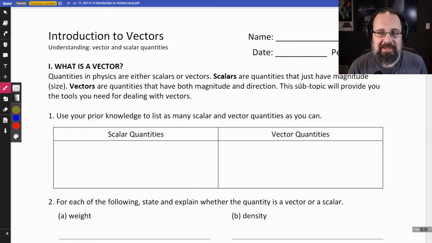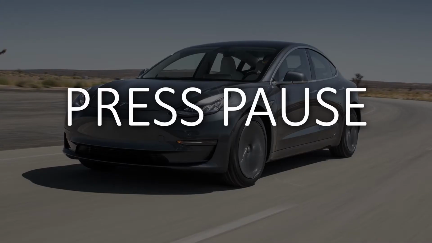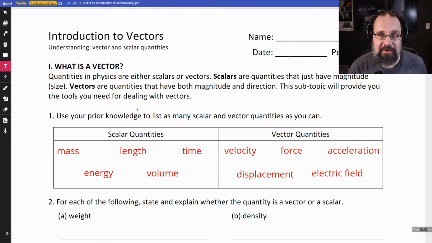Let's use our prior knowledge to make a list of as many scalar and vector quantities as we can. So pause this video and fill in this table. Here's a list of scalar quantities and vector quantities that I came up with. Maybe you had some of these same ones.